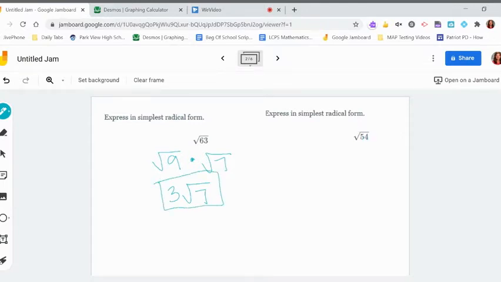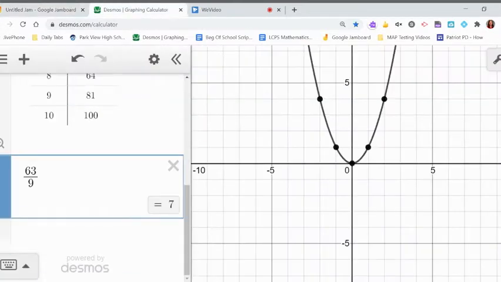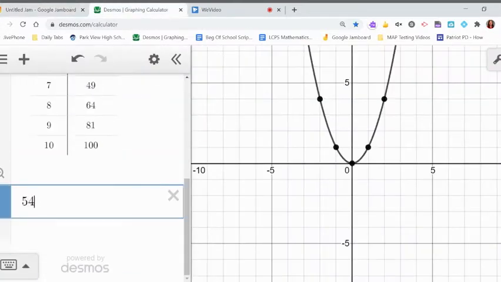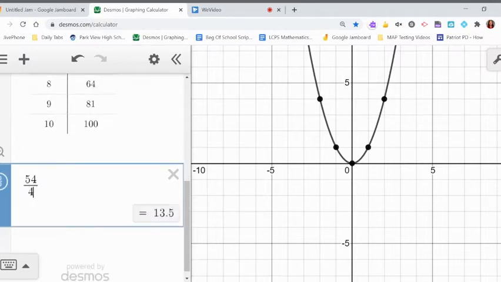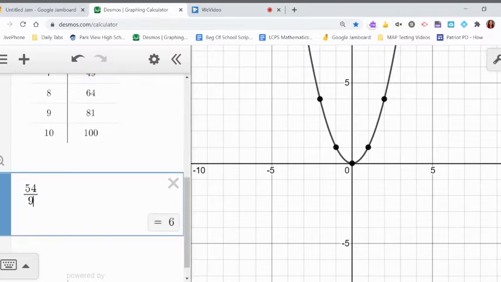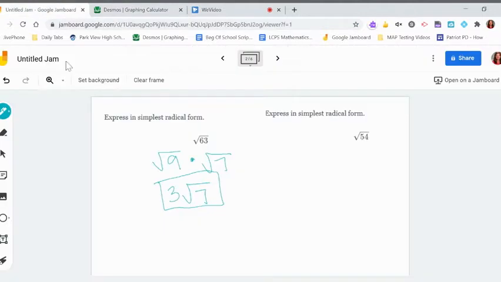54 will be the same thing. Divided by 49 will be my first one. 36. Nope. 25. Nope. 18. Nope. 9. There we go. I get 9 and 6. So I'm going to put here the square root of 9 times the square root of 6. And we just found out the square root of 9 is 3, and I bring down the square root of 6.